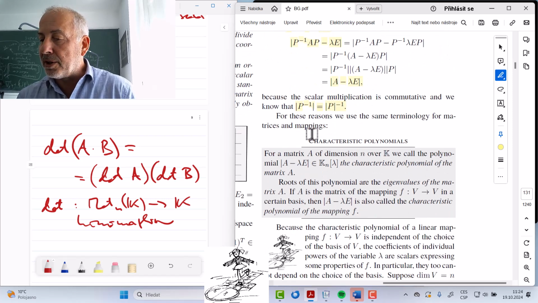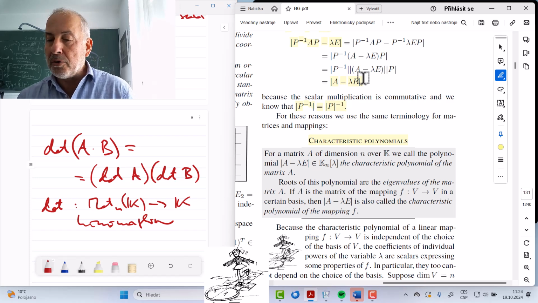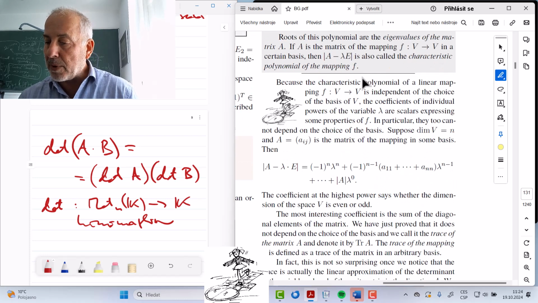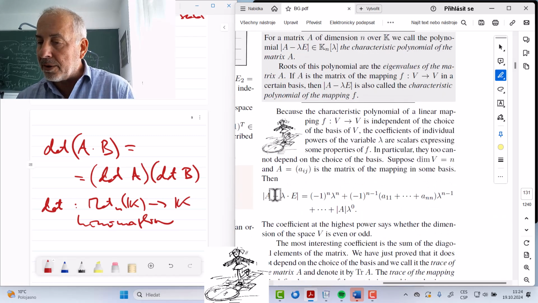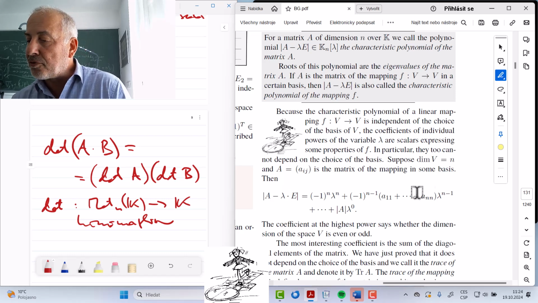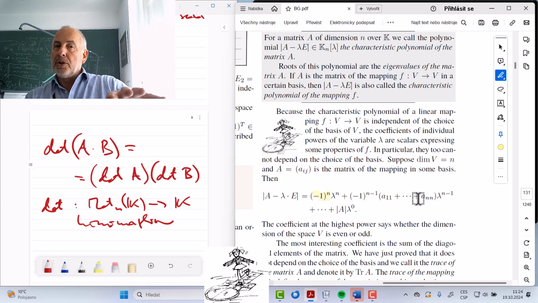So here I am at the definition, the characteristic polynomial. It's a polynomial, and the roots of the polynomial are the eigenvalues. And now we are back at the example. Well, not the example, but if you look at the formula for the determinants, you see immediately that there are coefficients, and because they are independent of the coordinates we have chosen, it must be some invariance of the mapping itself.